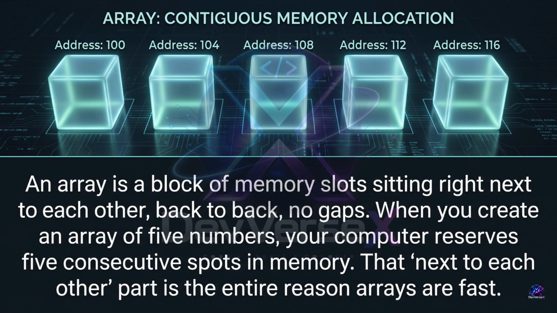An array is a block of memory slots sitting right next to each other, back to back, no gaps. When you create an array of 5 numbers, your computer reserves 5 consecutive spots in memory. That next to each other part is the entire reason arrays are fast.